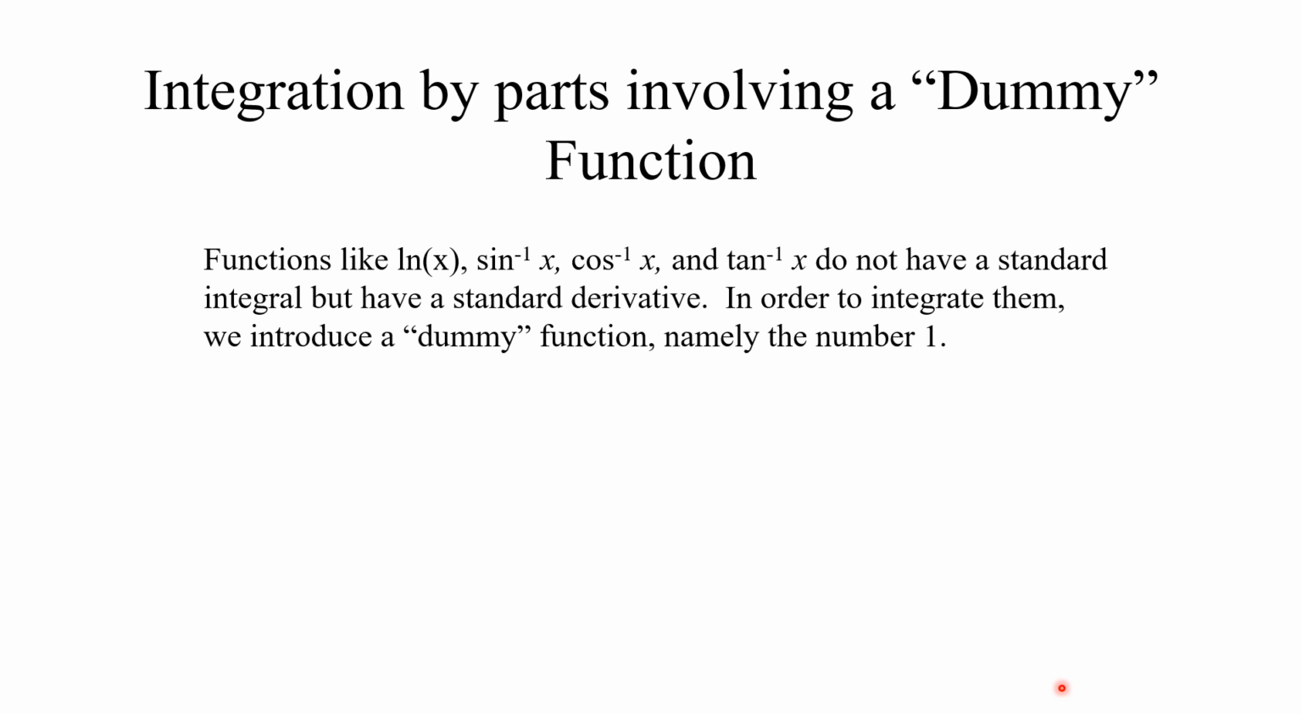So in order to integrate them, you need to introduce a dummy function which is known as 1. So introduce a number 1, and you will actually choose that as f prime(x), so that you can actually find f(x) by integrating 1, which gives you x. And you can proceed with the integration by parts. So in the coming slide, we will look at some examples that use a dummy function in order to perform integration by parts.